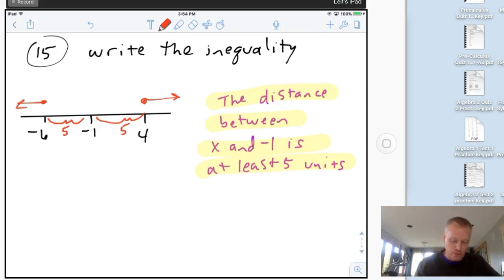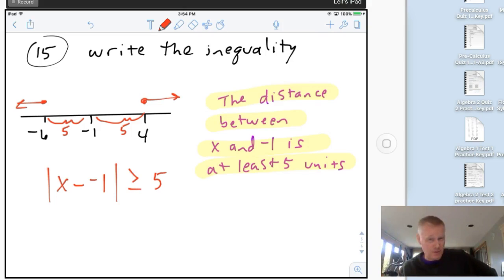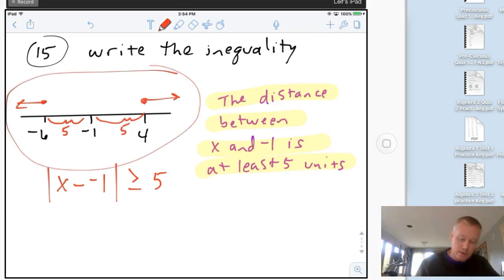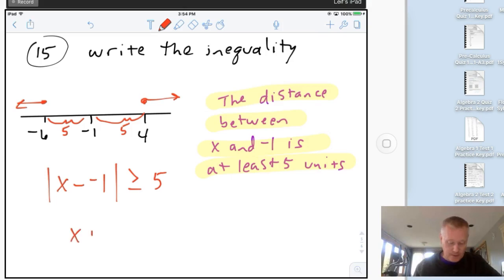And you learned that this distance is absolute value. The distance between x and -1, and we put a subtraction sign in there, is at least 5 units. The 5 goes over here, which means the inequality is going to go this way because it's at least 5, so it could be 6 and it could be equal to 5. This is the inequality that I want you to come up with when I give you this graph here, okay? Which means I'm going to clean up the minus negative.